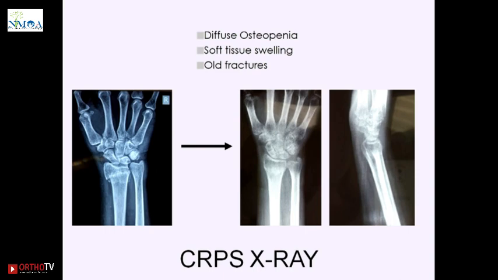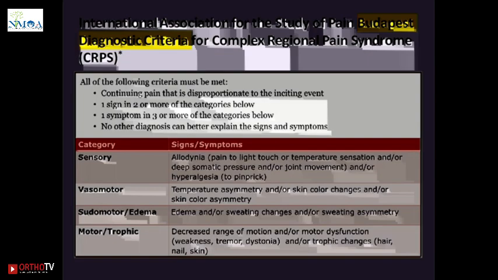See, this is an X-ray picture in type 1, wherein you can see on the right side there is a diffuse osteopenia, soft tissue swelling will be there, and old fracture will be seen.